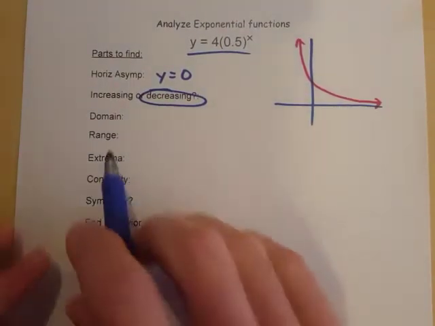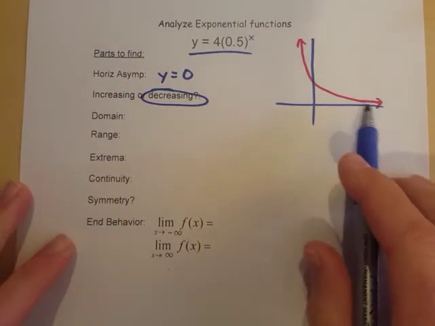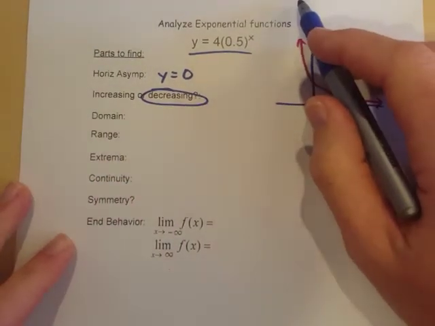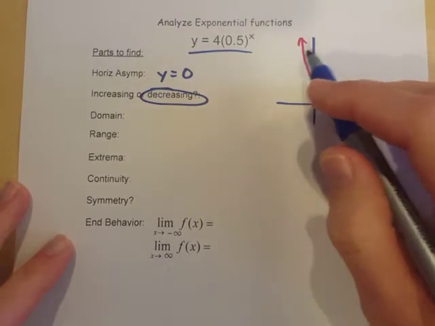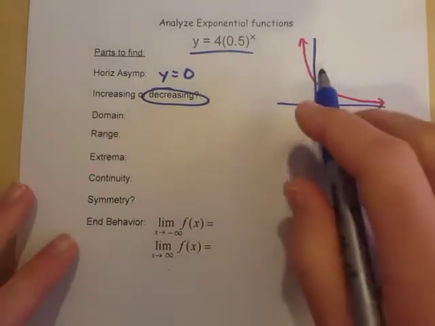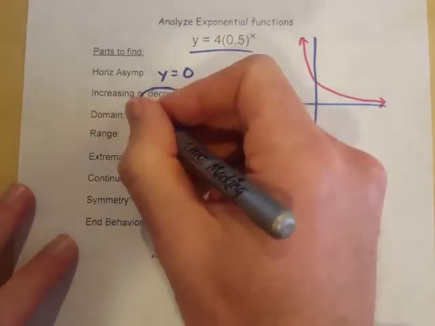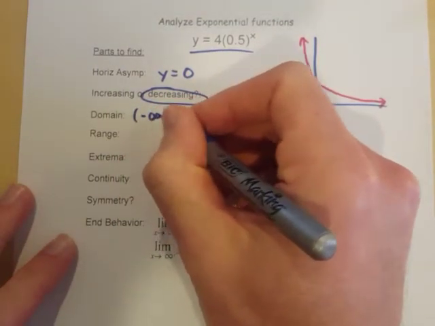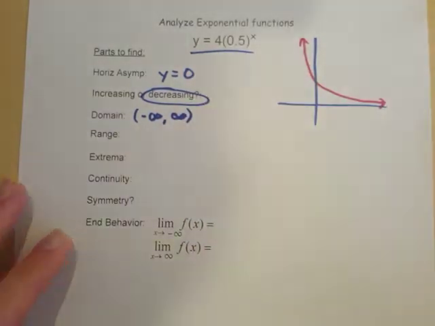The domain: what x values are included? Now it looks like this is shooting up, maybe has a vertical asymptote, but exponentials actually don't ever have a vertical asymptote. So everything goes on this one. The domain in this case is going to be negative infinity to positive infinity.